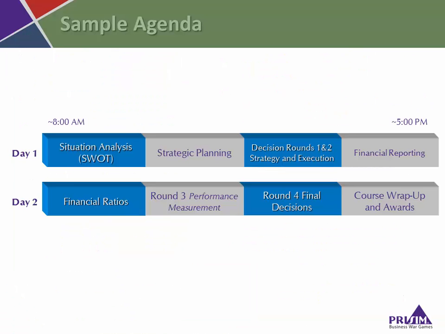Let's take a look at a sample agenda. This won't be the exact agenda that you'll see when you come to the class, but your program administrator will give you details about the timing for your course. But to hit the high points of the agenda, on day one, we'll give you a chance to get familiar with your company by doing an as-is analysis or SWOT analysis. And then we'll talk as a group about strategic planning, then break you into teams for a round of the competition after you set your mission.